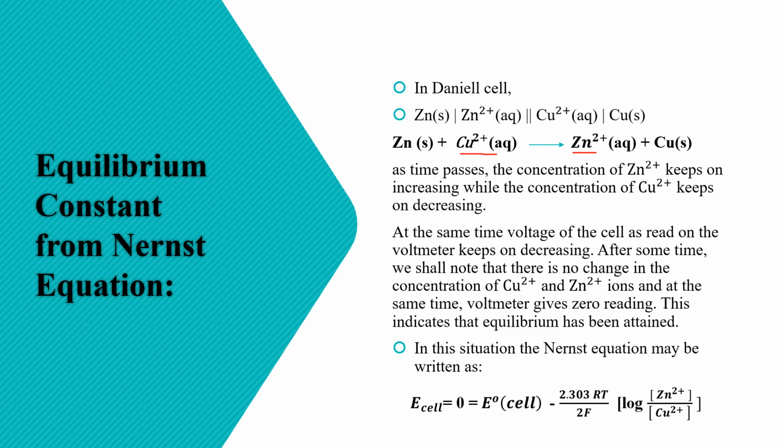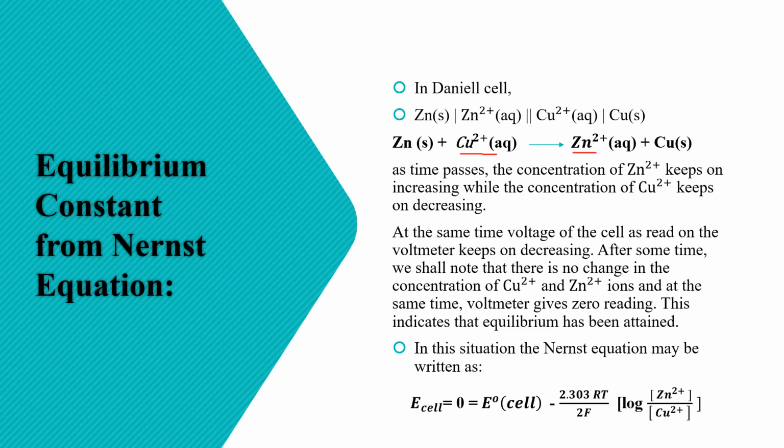This means the zero reading of the voltmeter and no change of copper ion and zinc ion in the solution indicate that the solution attains equilibrium. In this situation the Nernst equation may be written as follows: since there is no change of the ions, the E of the cell will be equal to 0, because the value of the voltmeter is 0 at this time.